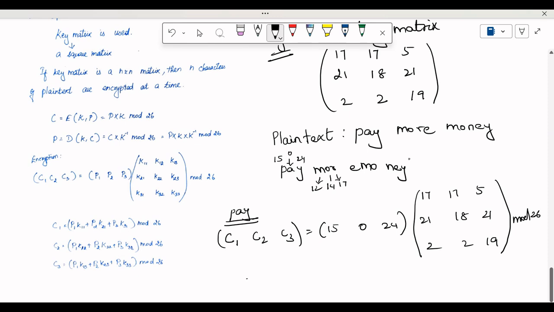So this is equivalent to 15 cross 17 plus, that is this row and this column, plus 0 cross 21 plus 24 cross 2, then 15 cross 17 plus 0 cross 18 plus 24 cross 2.